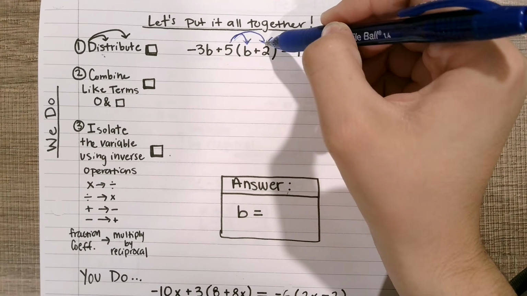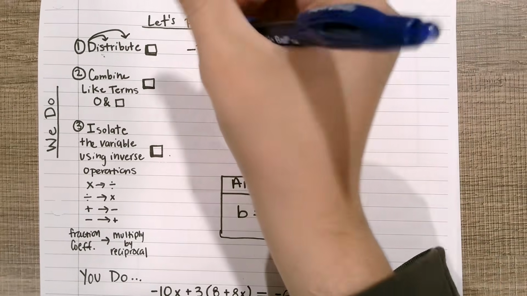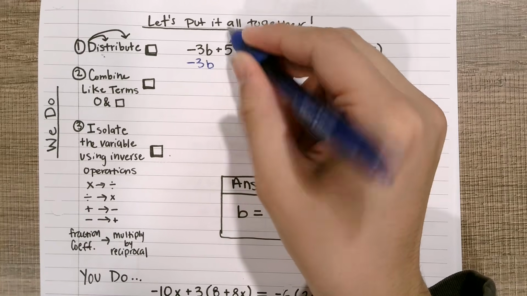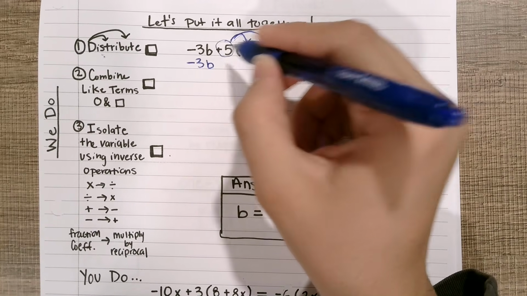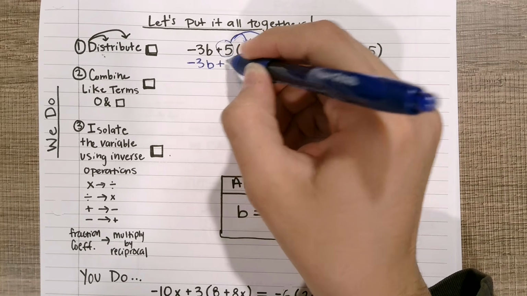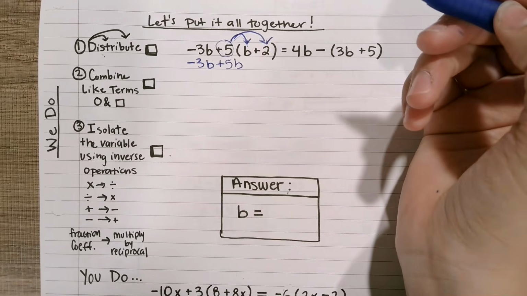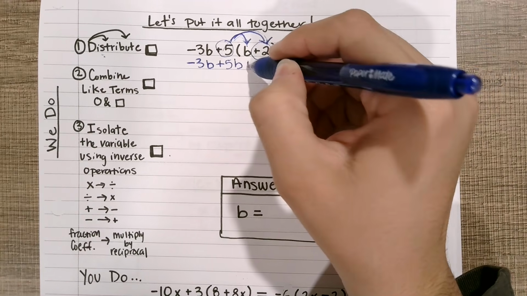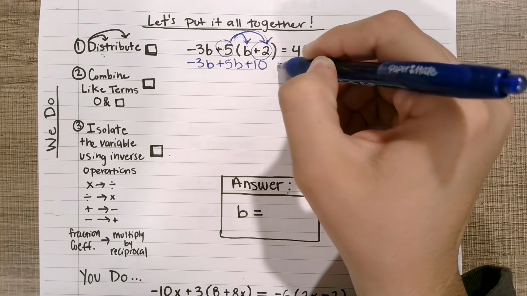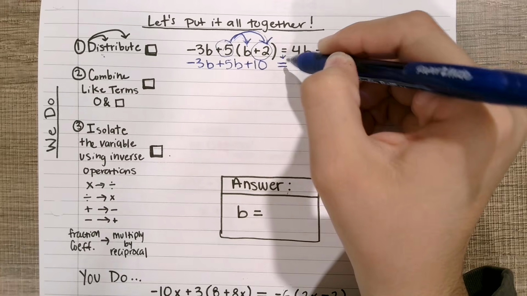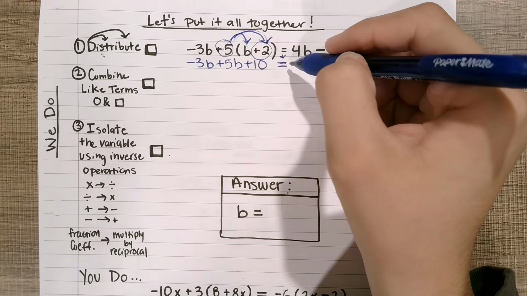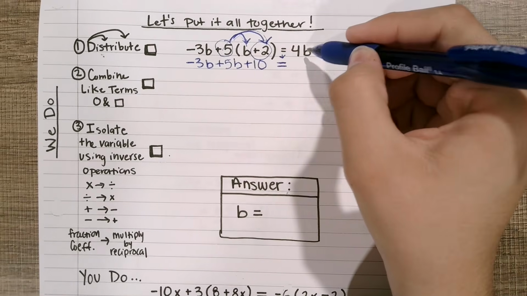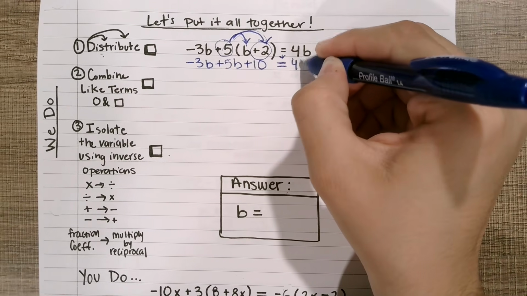Since I'm only distributing right here, I'm just going to bring everything else down. So minus 3b, positive 5, I'm going to treat this as one whole thing, times b is positive 5b. Positive 5 times positive 2 is positive 10. Bring down that equal sign. Do not forget to bring everything down. I've noticed that sometimes we forget, and then that can confuse us, so don't forget to bring everything down. 4b is not being distributed, so it's just coming down.